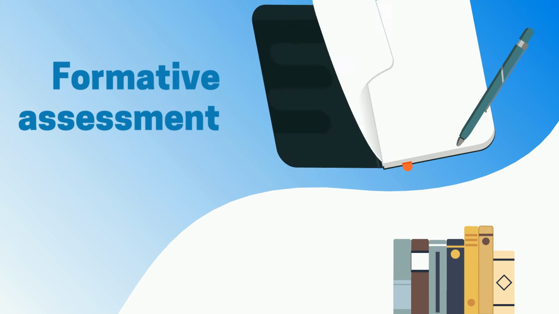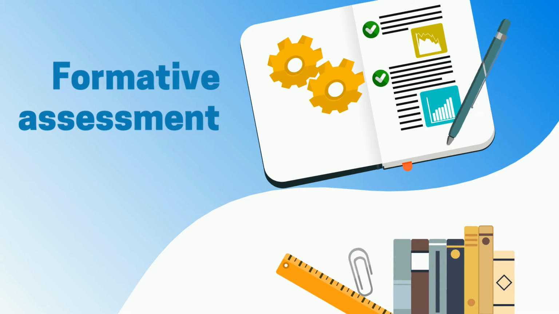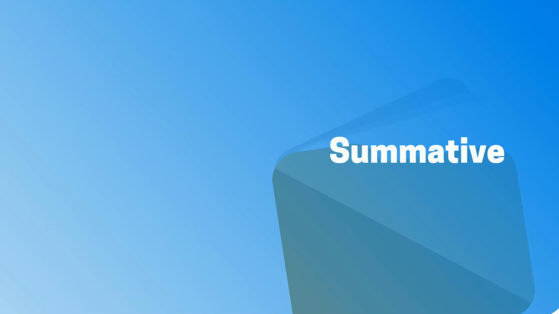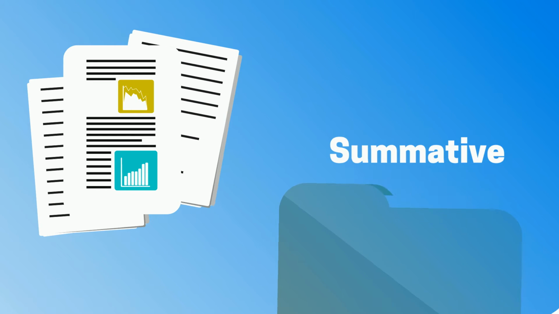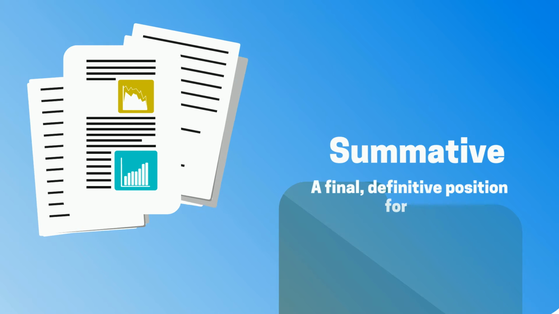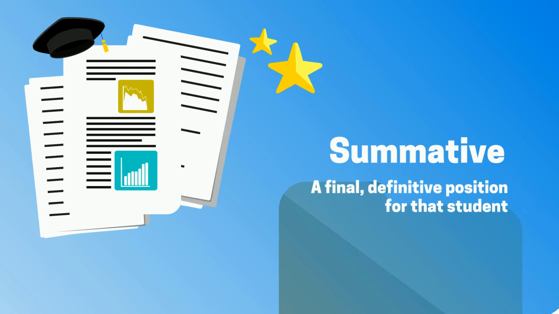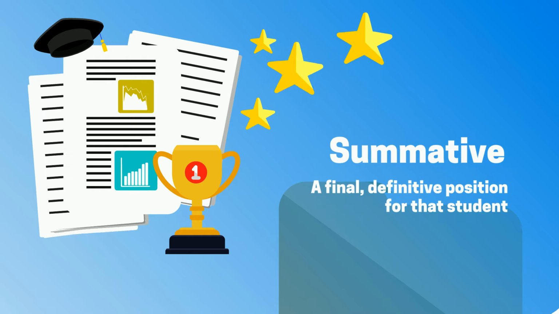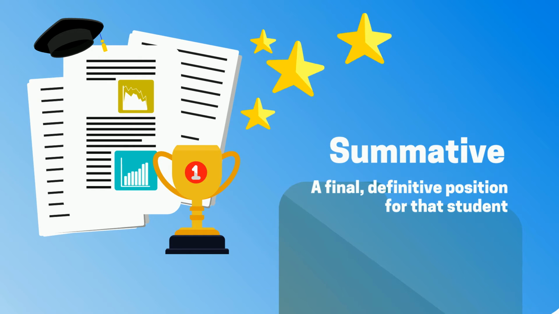The third type is formative assessment, where you're checking the progress along the way and learning what a student needs to work on. The last of these is summative. This is normally quite formal and sometimes external. This one is to try and find a final, definitive position for that student. They usually are at the end of modules, terms, school years, or key stages.